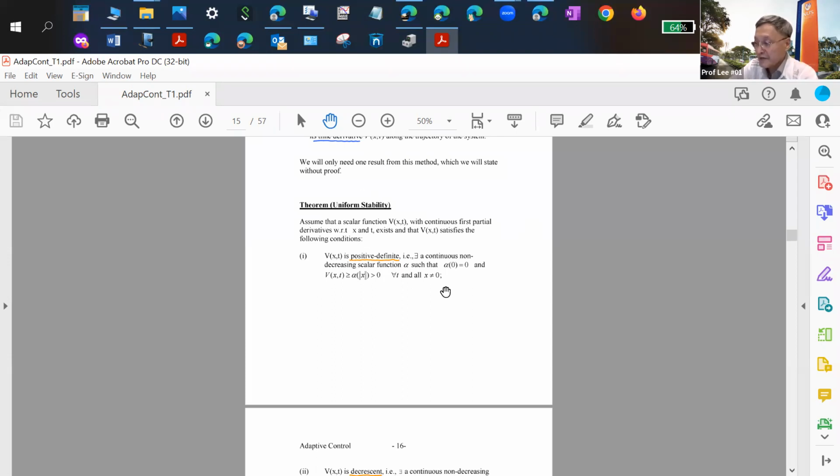A lot of people, even in research, make the mistake. They say positive definite function, and they just find a positive function. No, it must obey this kind of bounding.